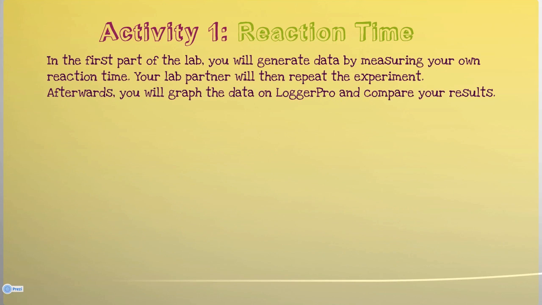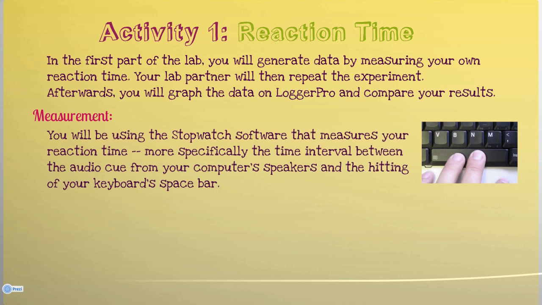Activity 1. Reaction time. In the first part of the lab, you will generate data by measuring your own reaction time. Your lab partner will then repeat the experiment. Afterwards, you will graph the data on Logger Pro and compare your results. Measurement. You will be using the stopwatch software that measures your reaction time. More specifically, the time interval between the audio cue from your computer speakers and the hitting of your keyboard spacebar.